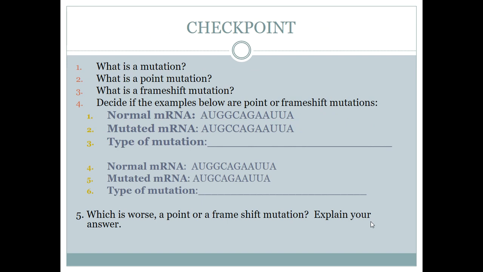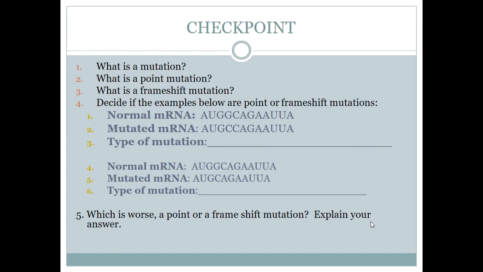So, just to recap to make sure that we understand everything with these gene mutations that we talked about today. Number one asks, what is a mutation? We know that a mutation is a change in the DNA sequence. Number two asks, what is a point mutation? We know that a point mutation is when there's a change in one specific base or one specific nucleotide. An example of a point mutation would be a substitution mutation.